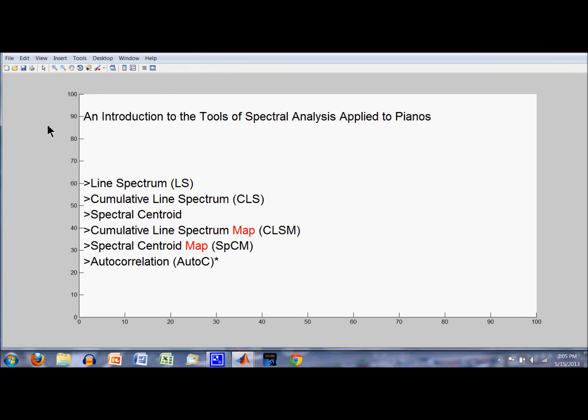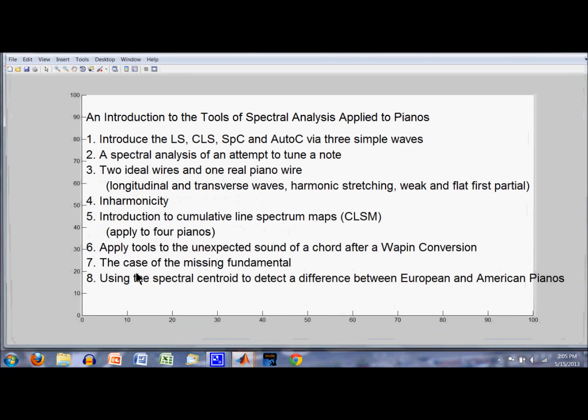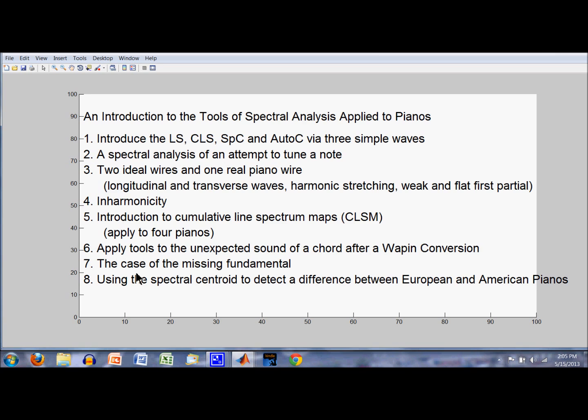Hello, we're going to talk about applying some of these spectral analysis tools to pianos. This is the list of the tools we're going to be talking about. Before we can really get into applying them to pianos, we have to walk before we can run, which means we're going to take a look at how these things are applied to some simple waves. We're going to use the line spectrum, cumulative line spectrum, spectral centroid, and the autocorrelation on three simple waves.